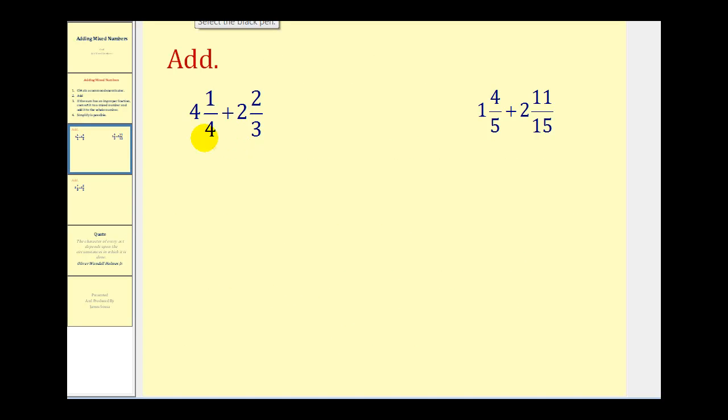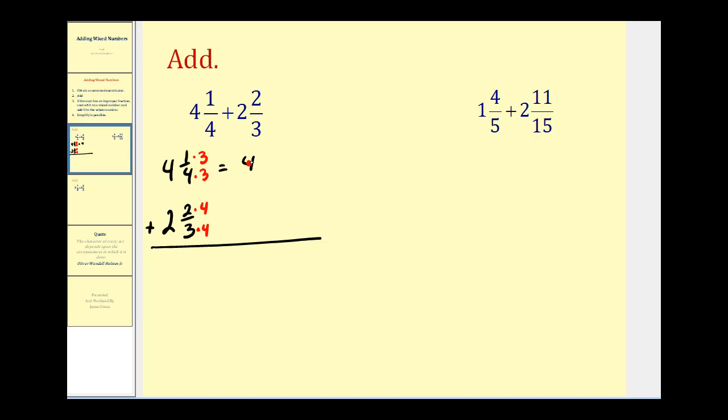The first thing I recommend is write this in vertical form. So we have 4 1/4 plus 2 2/3. So notice right away we do not have a common denominator. We have a denominator of 4 here and a denominator of 3 here. Our LCD, or least common denominator, would be 12, so we're going to multiply this fraction by 4 in the denominator and 4 in the numerator. This will give us a 12 in the denominator. And to have a 12 here, we'll have to multiply both the top and the bottom by 3.